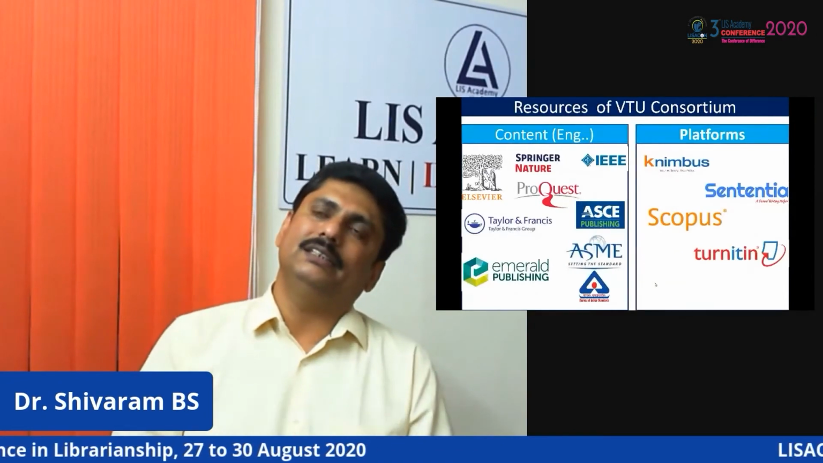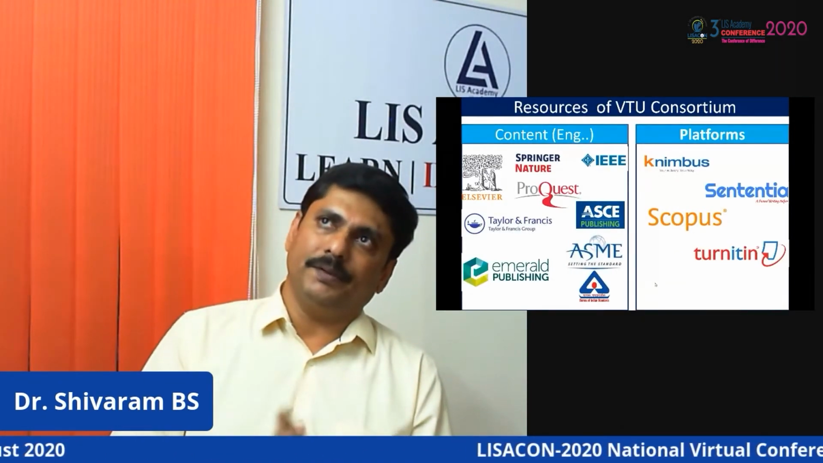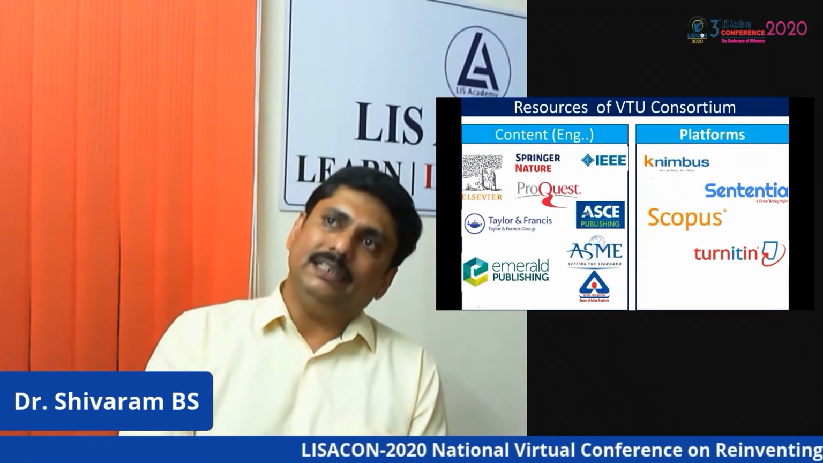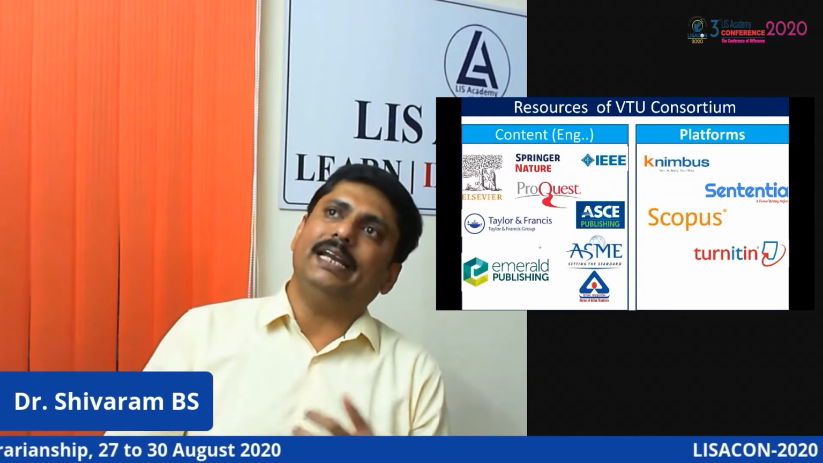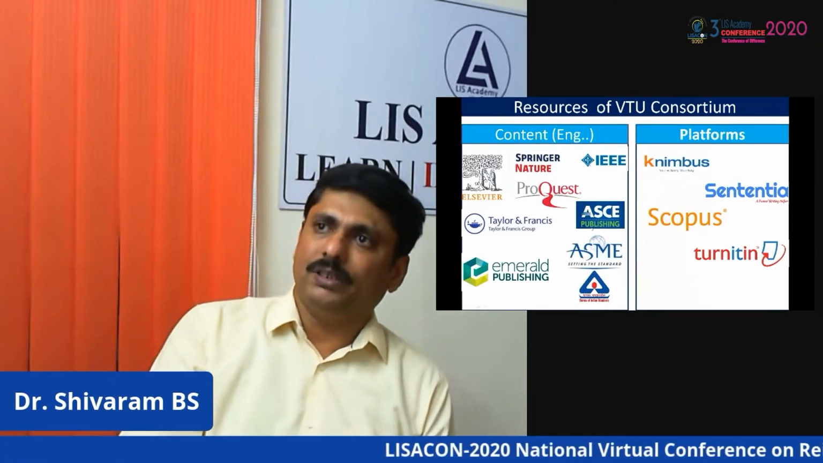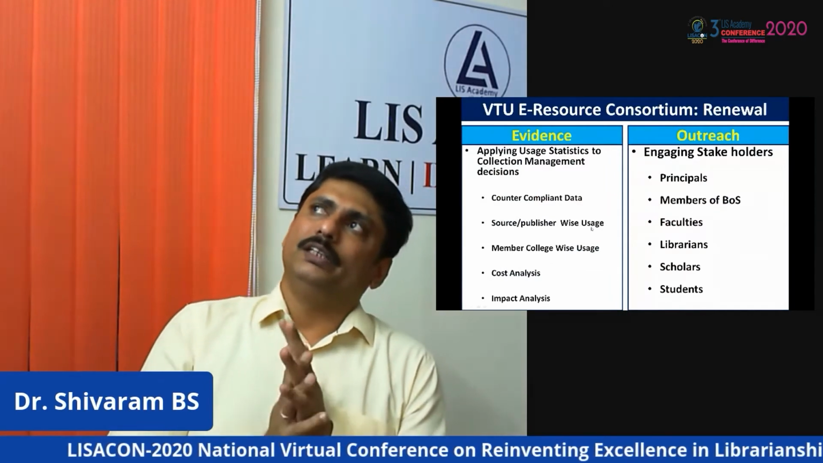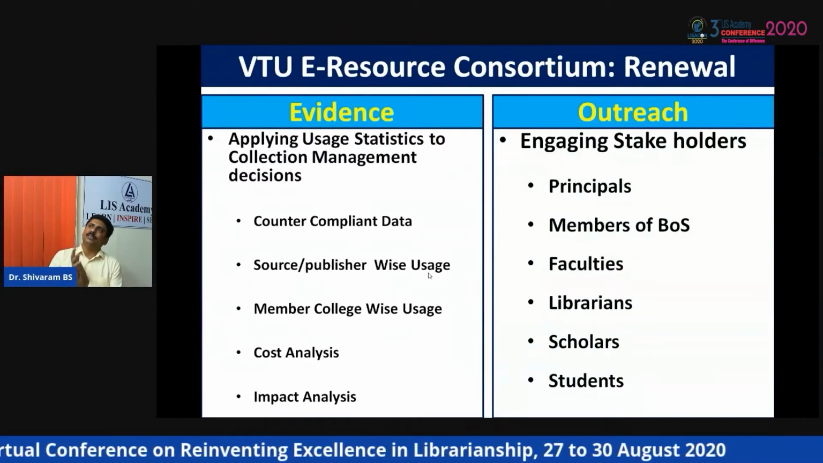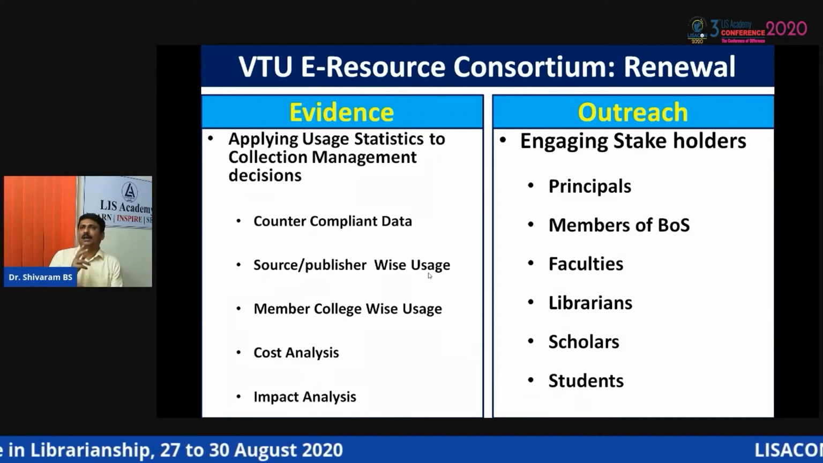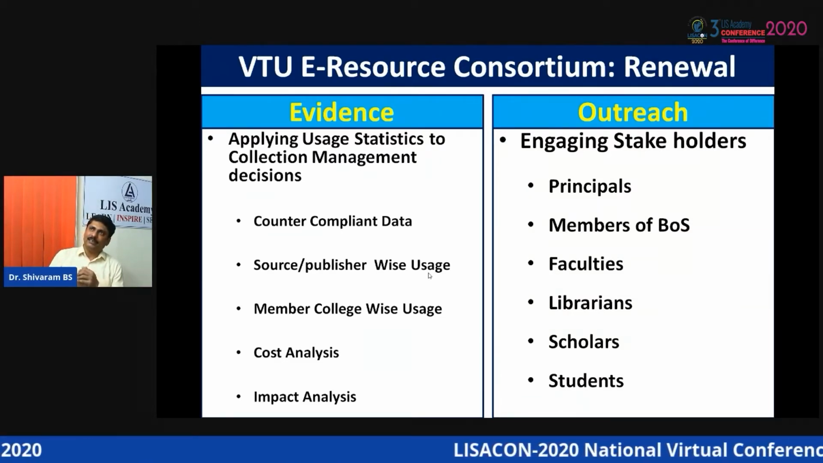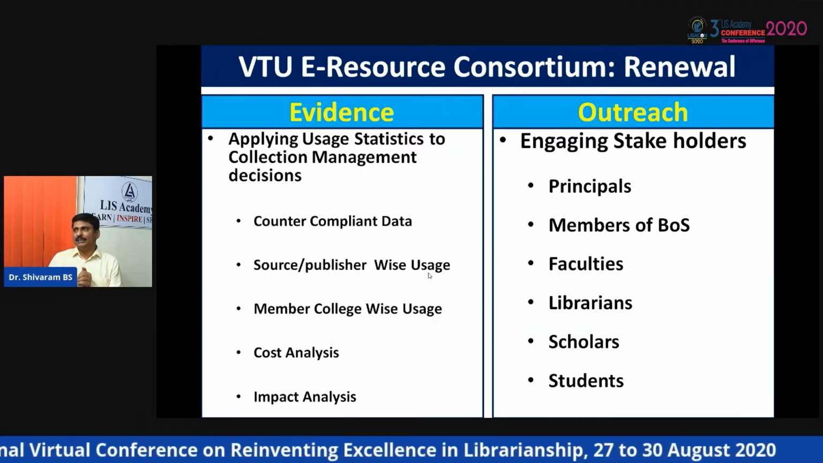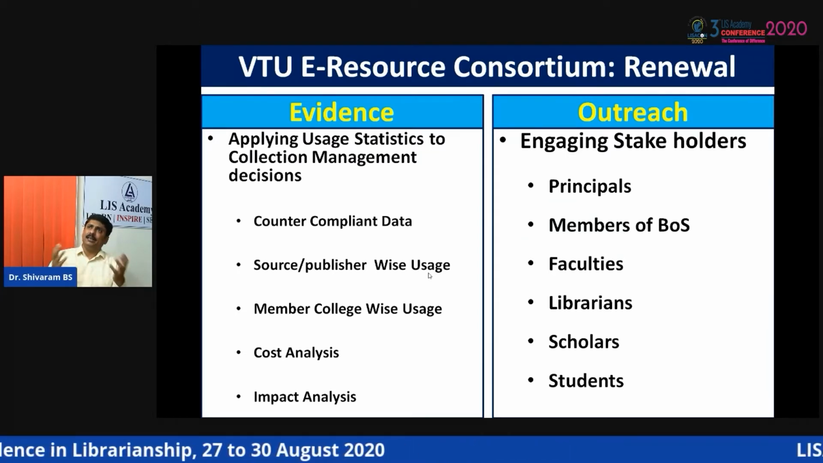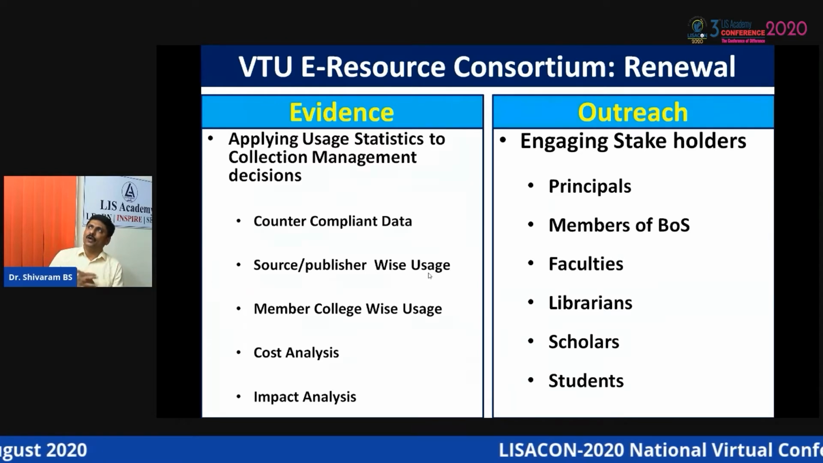So these are the various scholarly content which the VTU consortium subscribes to. Of course, based on the availability of funds and the requirements or data, there may be some dropouts from this list each year, and it's quite dynamic every year, which I'm going to demonstrate in my paper. So, for the resource renewal process in the VTU consortium, we mainly consider 2 ways of finalizing the resources. One is evidence-based, that is, based on usage statistics from COUNTER-compliant data. The other is strategies to collect feedback or opinions from the stakeholders, like through outreach programs.